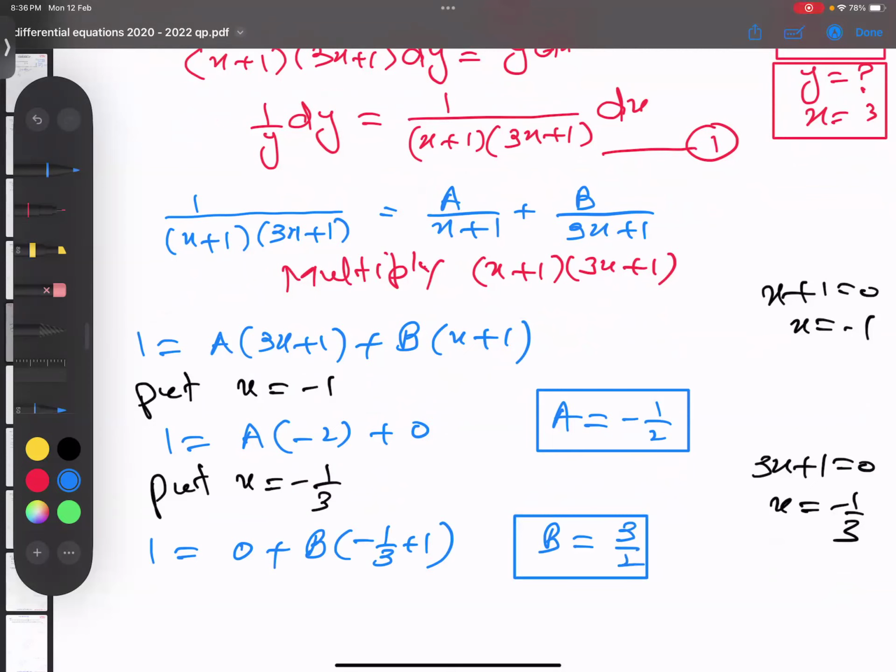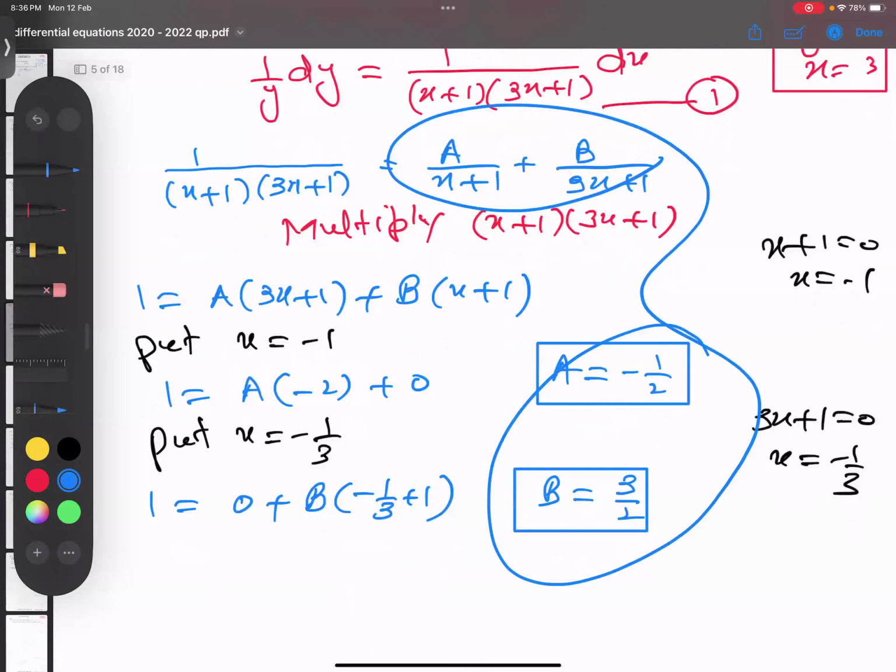Hold on, let me check. This is becoming 3 as LCM, and negative 1 plus 3, sorry, negative 1 over 3 plus 1 gives 2 by 3, so b is 3 by 2. So it means what I wrote is the correct answer. The a and b values, I got them here. Both values I will plug back into the equation here.